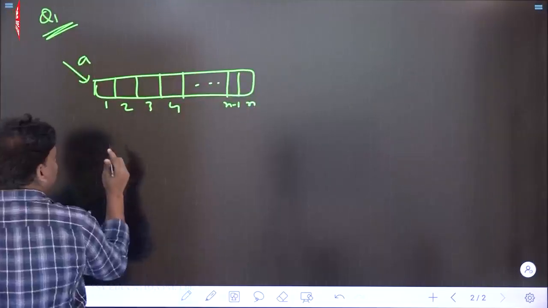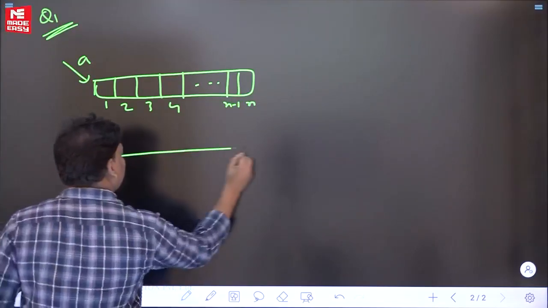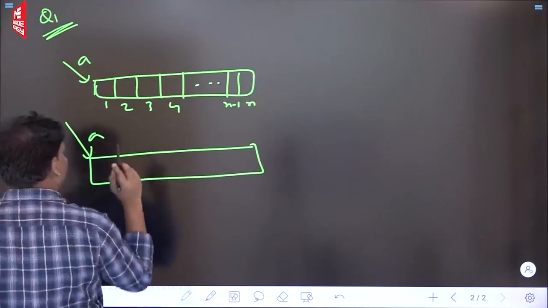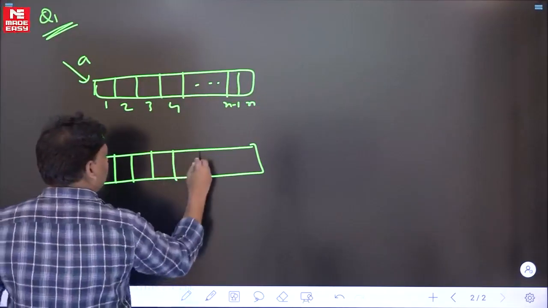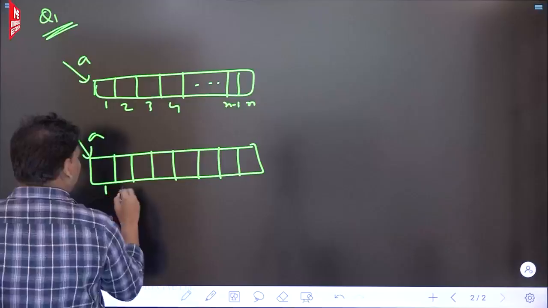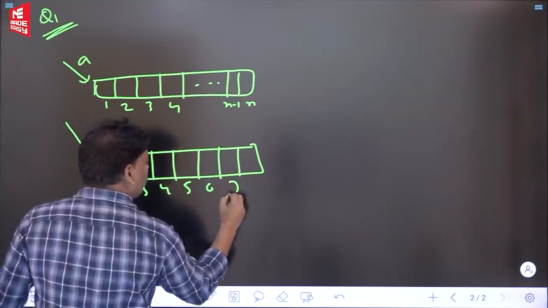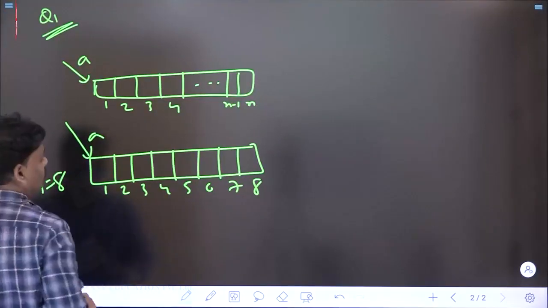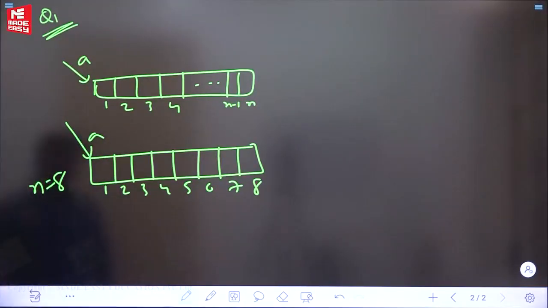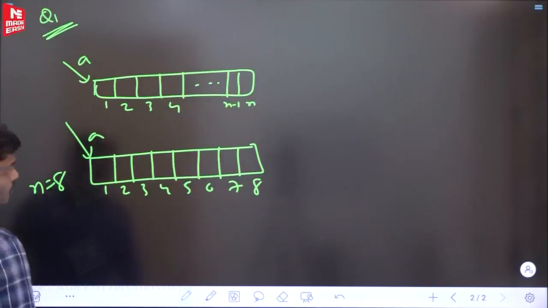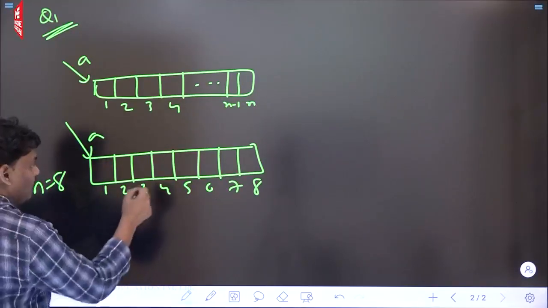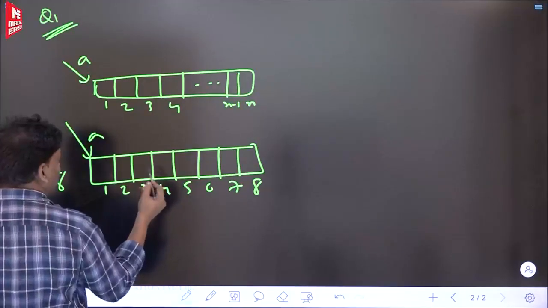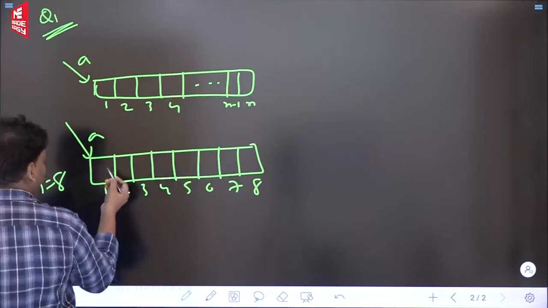If you want, I will give one small example also. Array name is A: 1, 2, 3, 4, 5, 6, 7, 8. N value is 8. Array name is A, where this array contains 8 elements. Indexes are 1 to 8, but values are 0 to 8. One element is missed out. I am writing that missing element also.